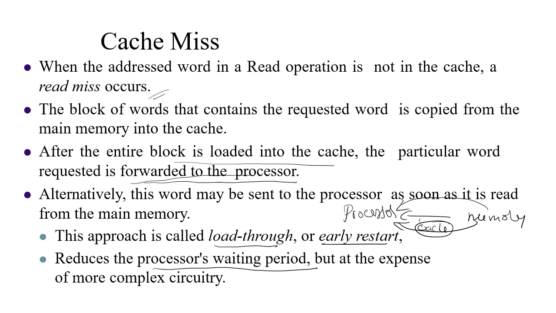See what happens. In the conventional method, the memory will transfer the block of data to the cache. From the cache, it will be transferred to the processor. It takes time to load the data from the memory to the cache and from the cache to the processor, right? In order to avoid the processor waiting time, the data can be directly transferred from the memory to the processor. So this reduces the waiting period by using load through. When a read miss occurs, if you use the concept of load through, then it will reduce the processor's waiting period, but it requires a more complex circuit.